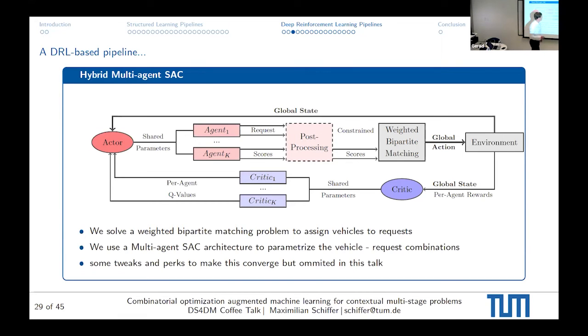And then the question is, okay, if we put this into the DRL context, what would be a good predictor / DRL agent to give us the input for that matching? Right? And this is basically where the multi-agent setting comes from, because the agents that we train are vehicle to request combinations. So basically the agents will learn scores for vehicle to request combinations that we use as an input to the matching. Then we solve the bipartite matching, we get our dispatching, and we're done.